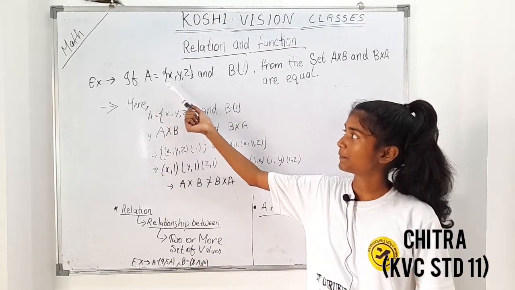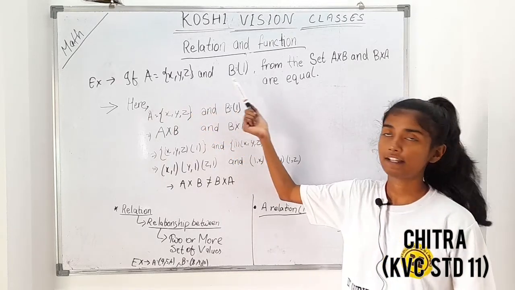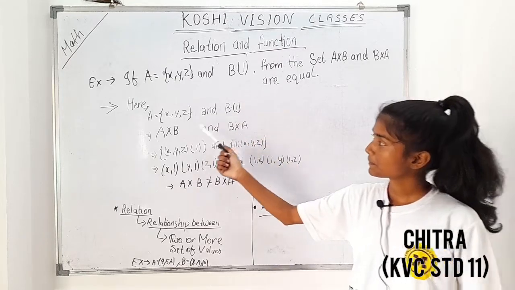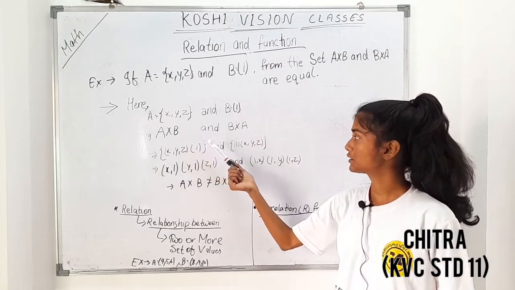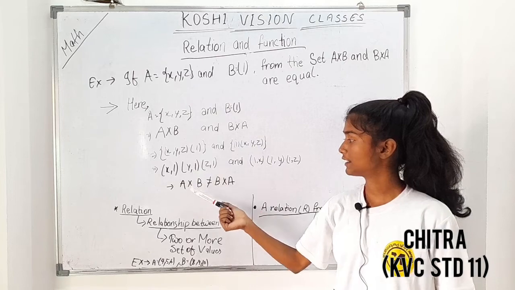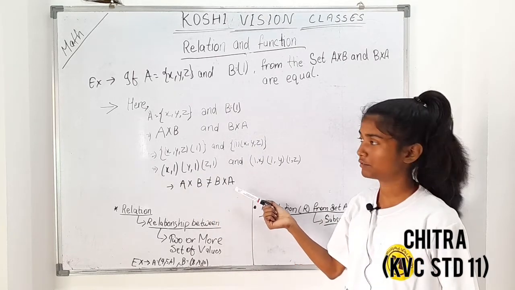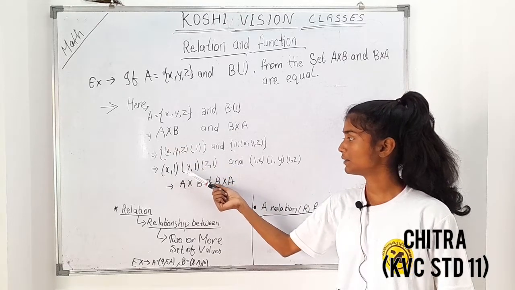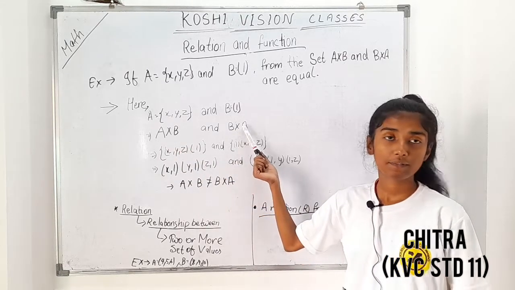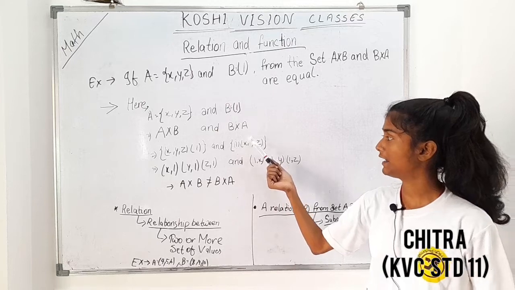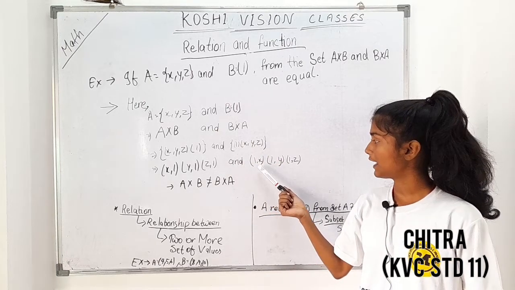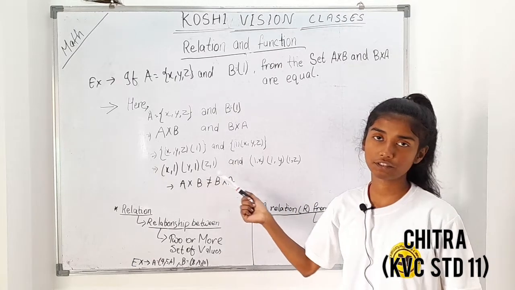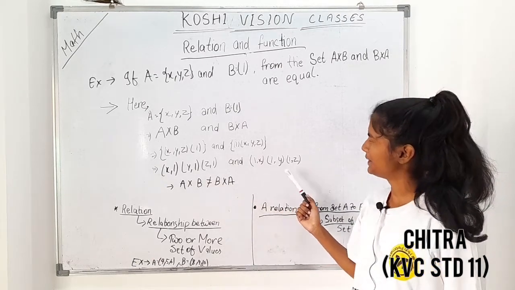Here we take A equal to {X, Y, Z} and B is {1}. We have to multiply A cross B and B cross A to show that A cross B is not equal to B cross A. When we multiply A cross B, we get (X,1), (Y,1), (Z,1), and when we multiply B cross A, we get (1,X), (1,Y) and (1,Z). They change in position, so AB is not equal to BA.